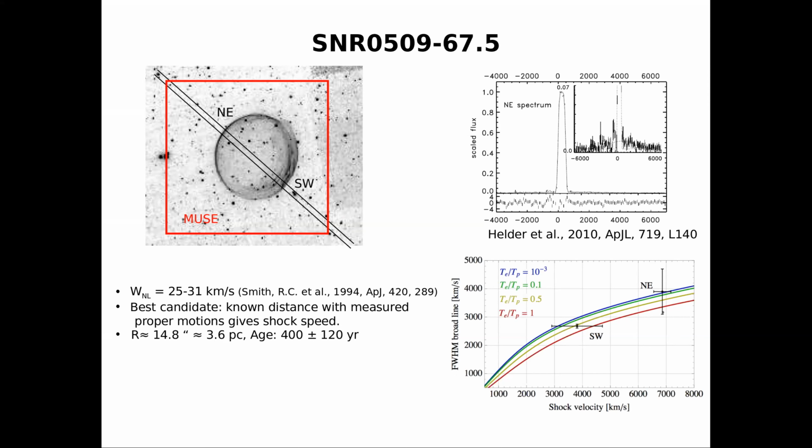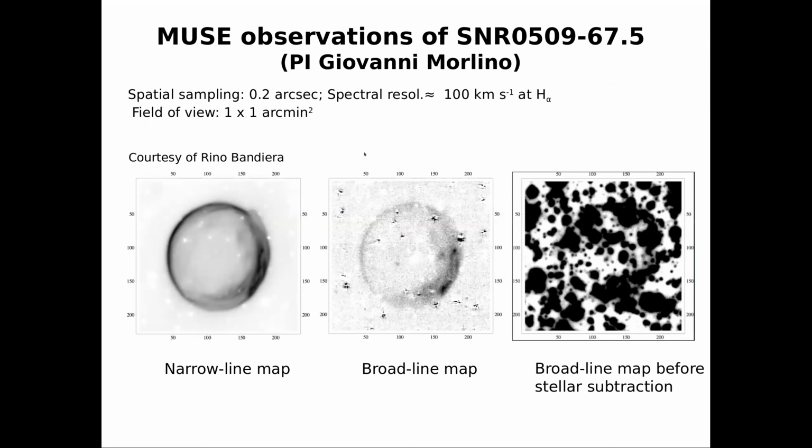We put it on the plot, and so with the MUSE instrument on the VLT, we will try not only to get better constraints on the line widths, but also we can actually cover the entire remnant. So MUSE has a spatial sampling of 0.2 arcsecond, a spectral resolution of around 100 kilometers per second, meaning that we cannot resolve the narrow line, and a large field of view of 1 by 1 arcminute.